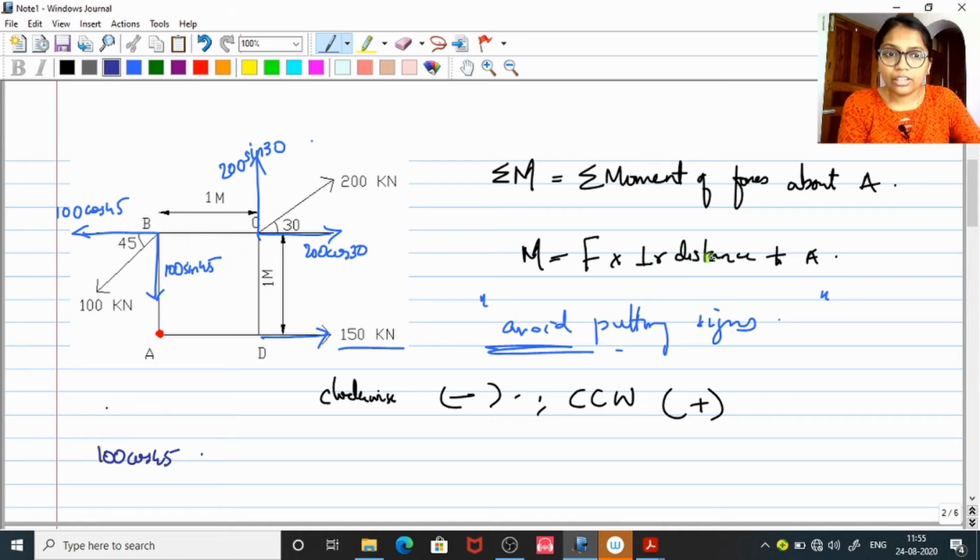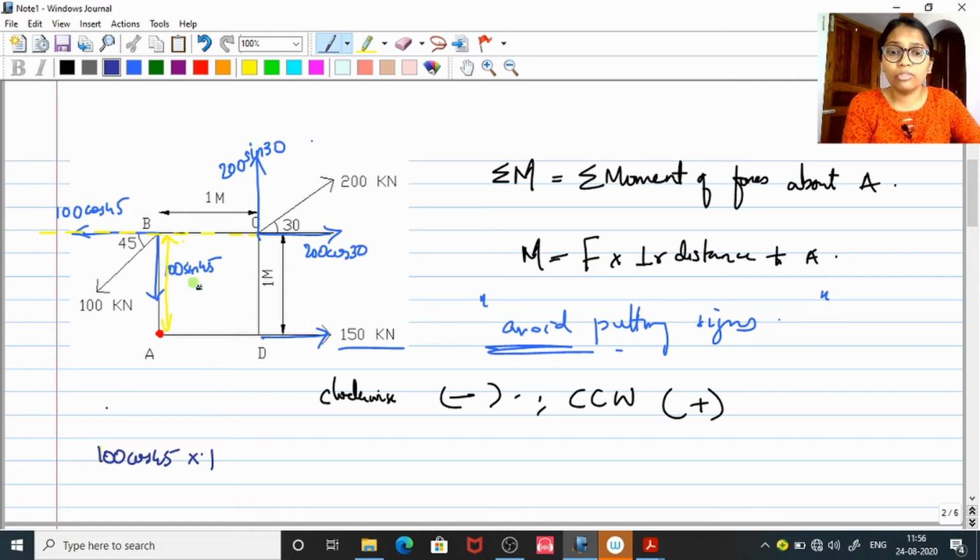And what is the perpendicular distance of the particular force with respect to A? In order to find that, you must draw a line of force. Just extend your force, and while you extend, please cover this point A. That's the only aim for us. You have to extend till the point A is covered. Now you can find the perpendicular distance, this is your perpendicular distance from the point A to the line of force. What's the length? It is 1 meter. So it is actually 100 cos 45 into 1. So force into perpendicular distance is ready now.